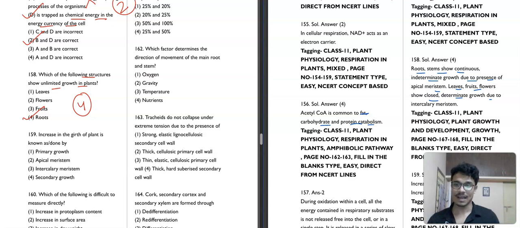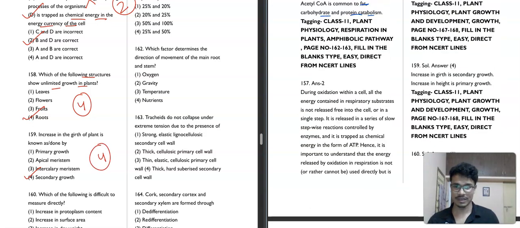Then increase in the girth of plant is done by primary growth, apical meristem, intercalary meristem or secondary growth. So increase in girth of the plant is done by what is known as secondary growth. Fourth option is our correct answer. You know that increase in girth means increasing in this direction, not in the length.